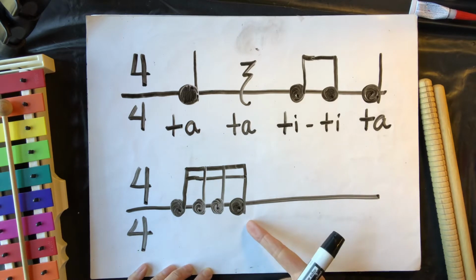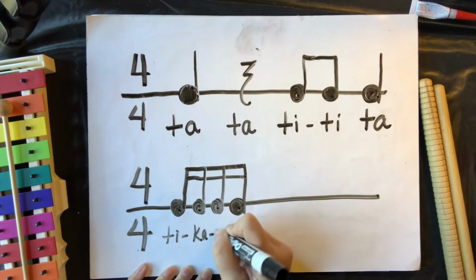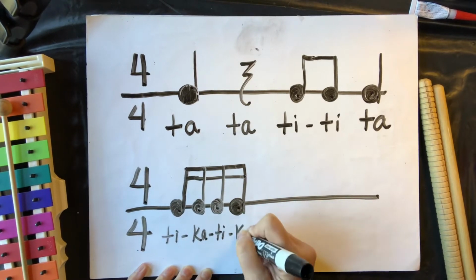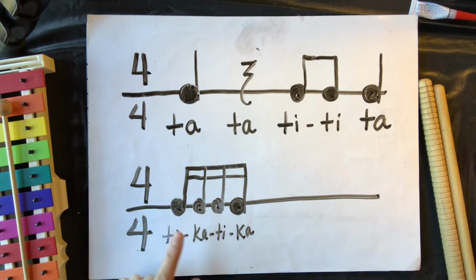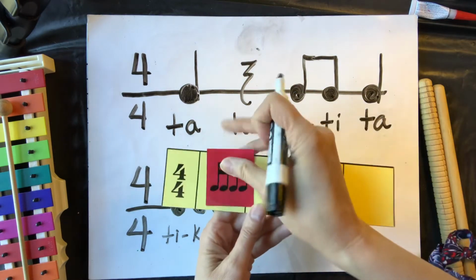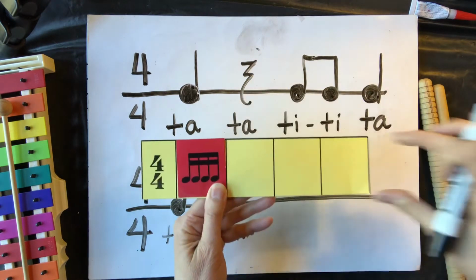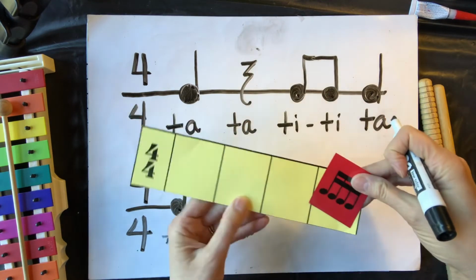Do you remember what we say for this? Okay. This we say ti-ka, ti-ka. Do you remember the name of these notes? These are called 16th notes because if you remember, back on our strip, we talked about this. It would take 16 of them to fill a 4/4 measure. So 4 plus 4 plus 4 plus 4, it takes 16.